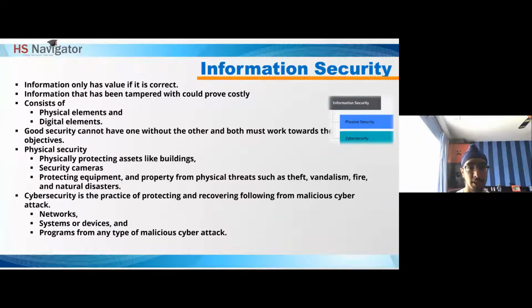But digital security is what cybersecurity falls under, and that's the practice of protecting and recovering your information from malicious cyber attacks. Your information could be on networks, on systems or devices, or in any type of program, and it needs protection from any type of malicious cyber attack. We'll talk more about that as we go on.